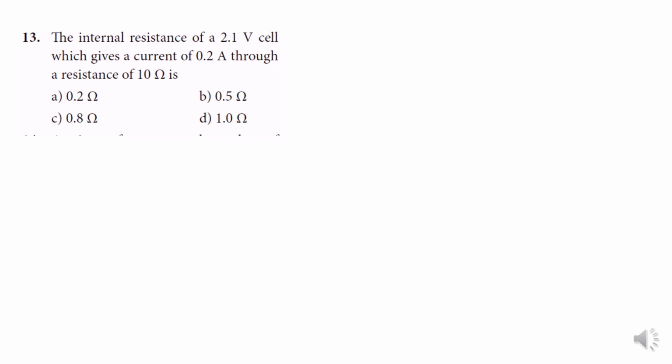Question number 13. The internal resistance of a 2.1 volt cell which gives a current of 0.2 amps through a resistance of 10 ohm is, I repeat, you are asked to find the internal resistance of a cell whose EMF is given as 2.1 volt. The current drawn was 0.2 amps and the external resistance connected was 10 ohm. You are asked to find the internal resistance.